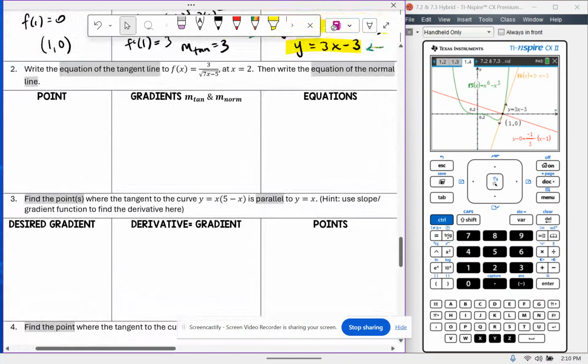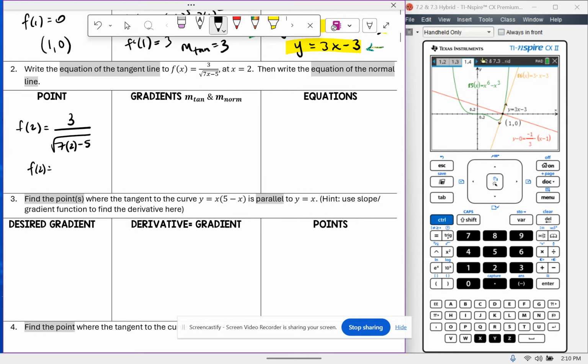The next one, do you know how to find the derivative of something that looks like that? So what do you think you should use to find the derivative of it? Yes, very good. So let's find the point. We've got f of 2. That's going to be 3 over the square root of 7 times 2 minus 5. So it's 3 over the square root of 14 minus 5, which is 9, so 3 over 3, which is 1. Okay, so I've got (2, 1). That's my point.